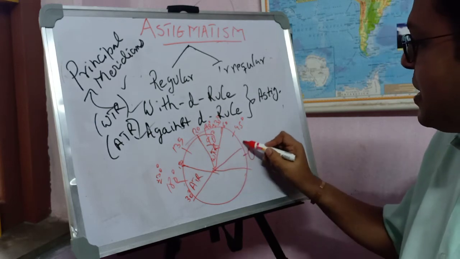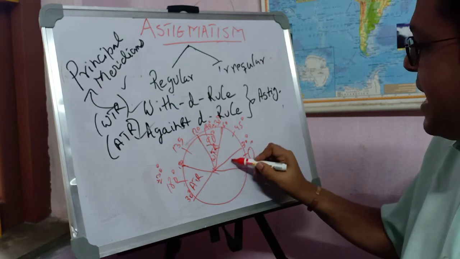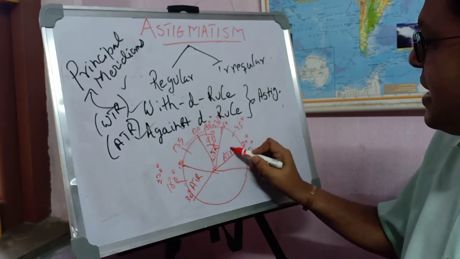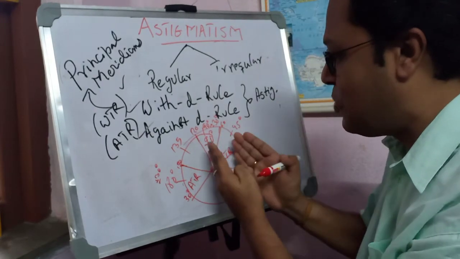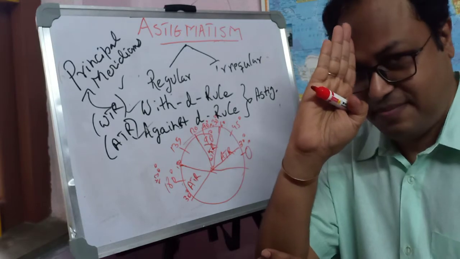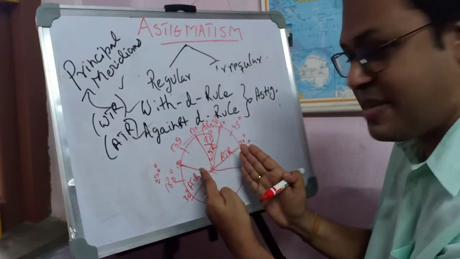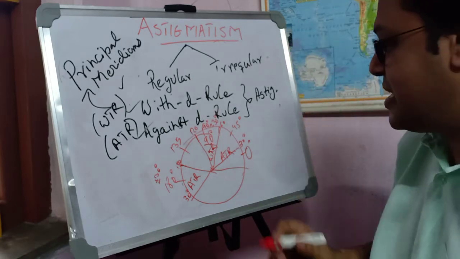Similarly over here, 0 degrees plus minus 30 degrees. 30 degrees over here, and then again over here. Anything over here is called the against the rule astigmatism. With the rule astigmatism, vertical. Against the rule astigmatism, horizontal. Well, plus minus 30 degrees.